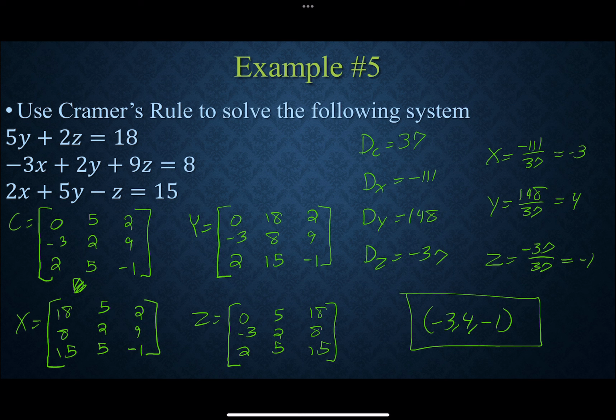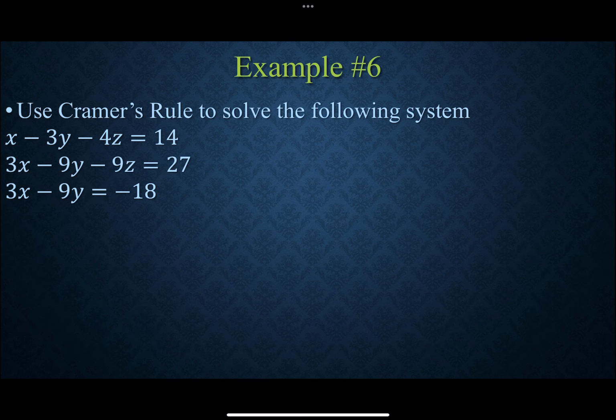All right. Let's do one more. Let's just show you what the infinite solution situation looks like. Here, when we get all our determinants, they will end up being 0. So our coefficient matrix, x column is 1, 3, and 3. Y is -3, -9, -9. Z is -4, -9, and then 0 because there's no z at the end.